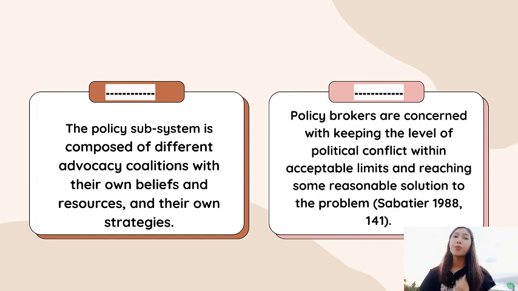So again, the policy subsystem is composed of different advocacy coalitions with their own beliefs and resources and their own strategies. So policy brokers or the entrepreneurs are concerned with keeping the level of political conflict within acceptable limits and reaching some reasonable solution to the problem. That is according to Sabatier, 1988, page 141.